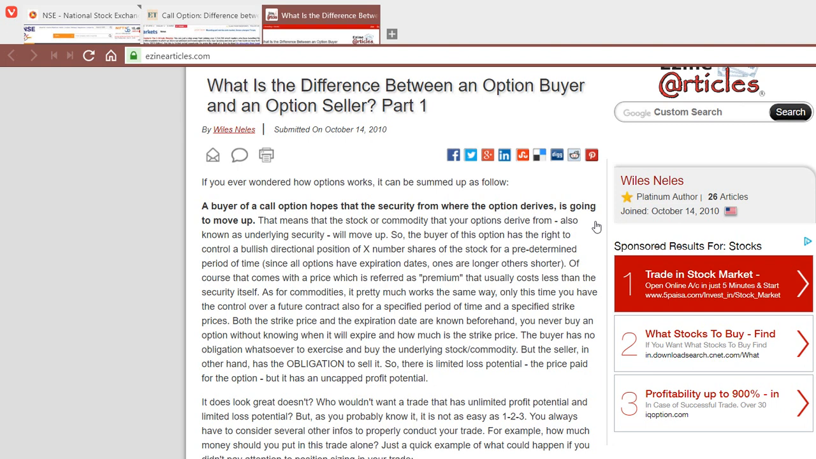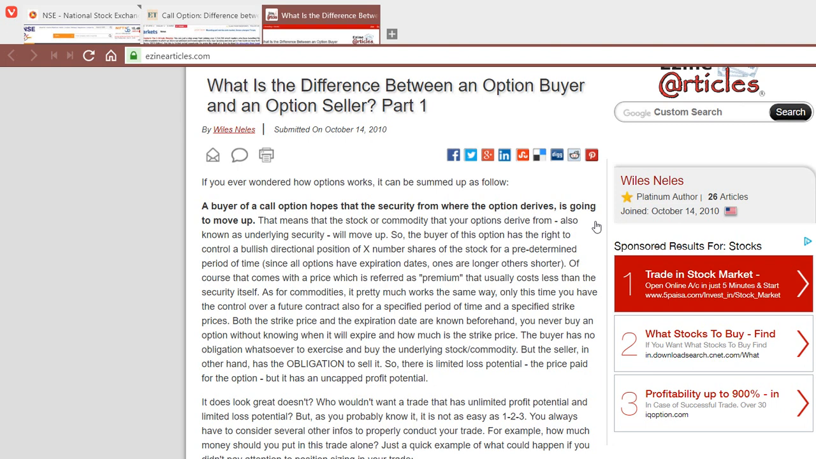So let's begin today's session. Option buyer and option seller. As you would know, an option buyer is someone who buys a particular option security, whether it is a call option or, I'm sorry, a put option. Now, an option seller is basically exactly the opposite of a buyer. Just like any stocks, you can buy and sell options too. Now, here is the catch.